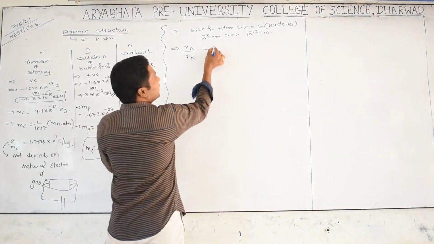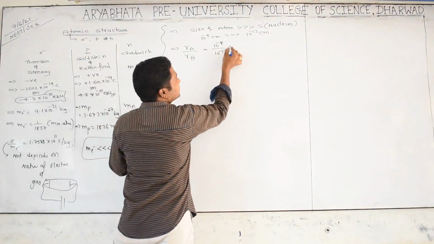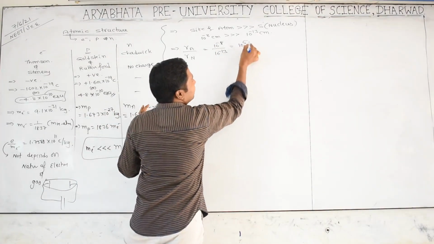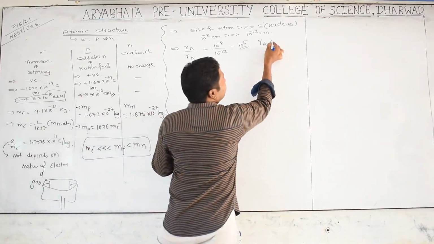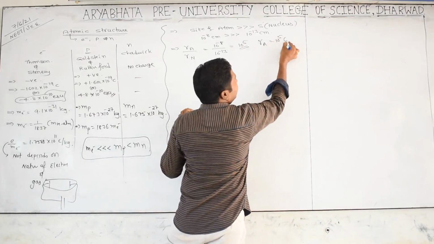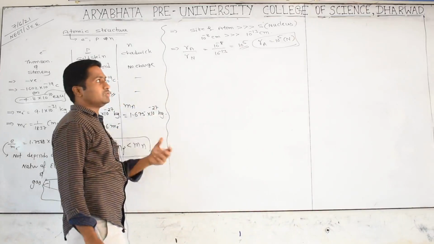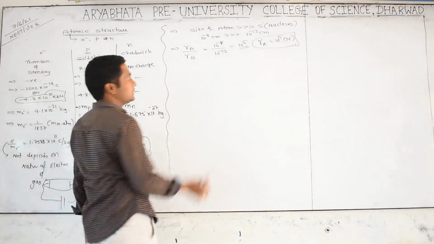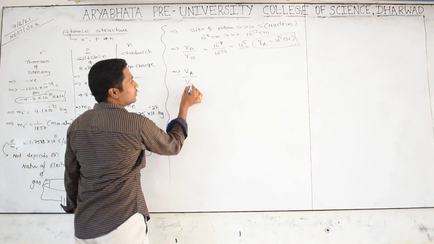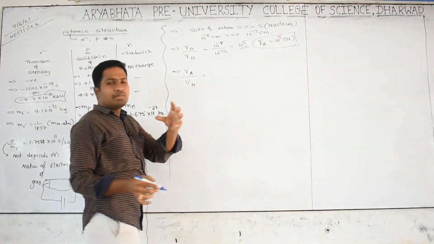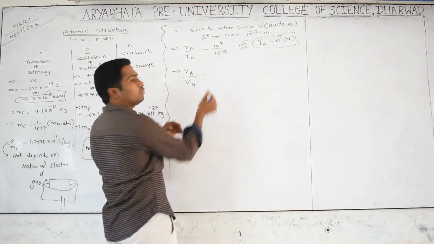It is 10 to the power of minus 8 by 10 to the power of minus 13. I think you are getting 10 to the power of 5 times. This means the radius of the atom is 10 to the power of 5 times bigger than the nucleus. This is an important competitive bit. Imagine, the atom is much bigger than the nucleus. And we are seeing one more thing, the volume of the atom by the volume of the nucleus. Actually the atom or nucleus is spherical in shape, so volume is 4/3 pi r cubed.